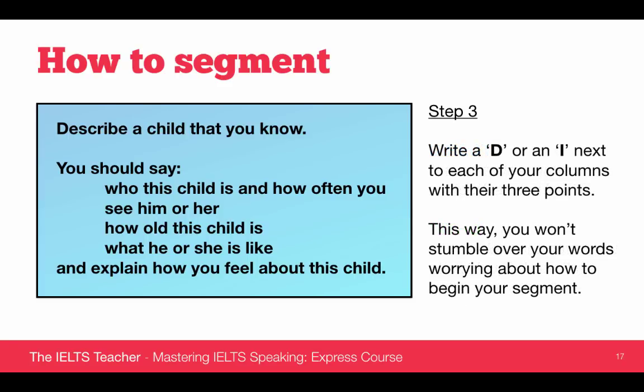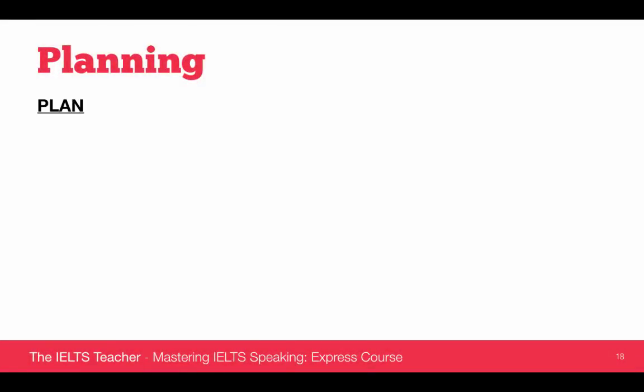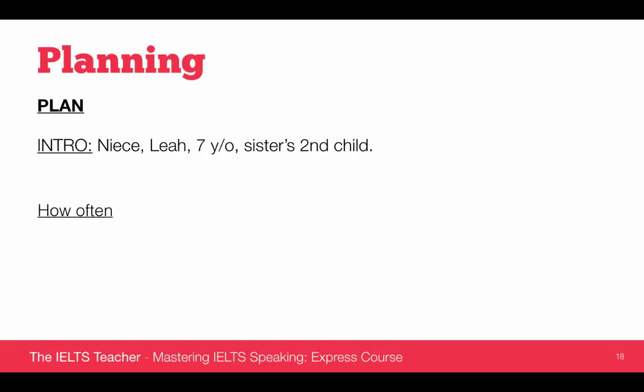Now, when you're planning, make sure you write a D or an I next to each of your columns with their 3 points. And then this way, you won't stumble over your words worrying about how you're going to begin your segment. Let's have a look at what this looks like in practice, looking at my plan for this talk on this topic card. Now, black and white information, write it down very, very quickly. The intro is going to be niece, Leah, 7 years old, sister's second child. Notice my note form of writing here. Then, columns for each of the remaining points.